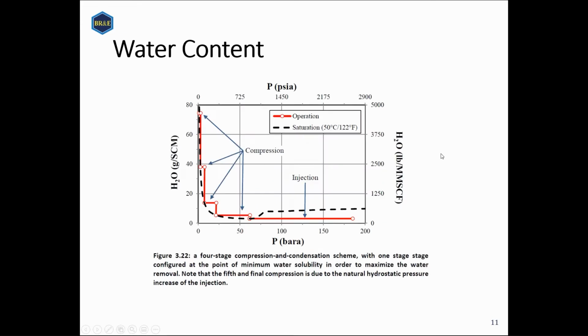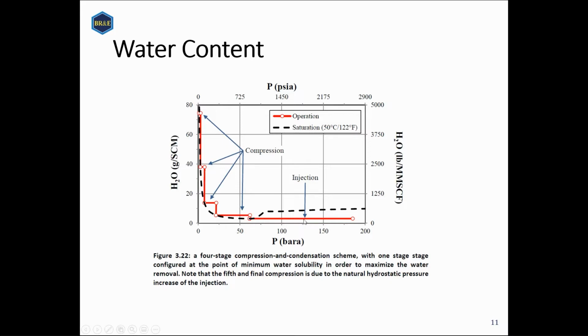So this is just a picture of what the operation is going to look like. We're going to start at high water content, compress a little bit, and then we're going to cool down and drop out some water. That's going to be the separation part of the process. We're going to compress again, cool down, drop out some water, compress again, cool down, drop out some water, compress, cool down.